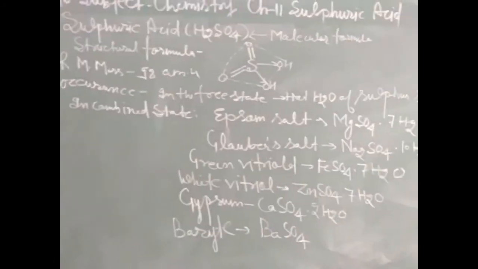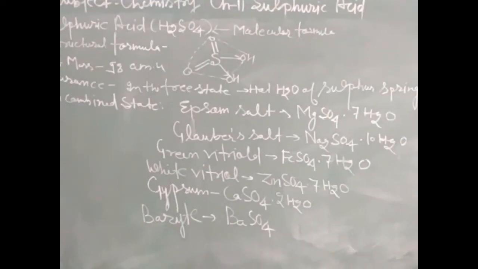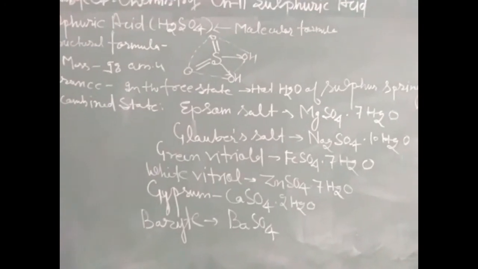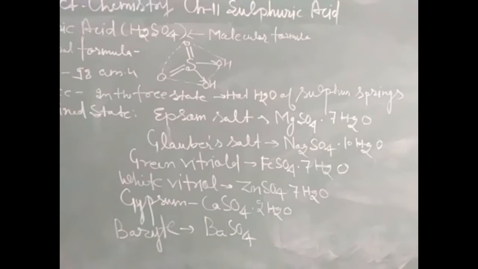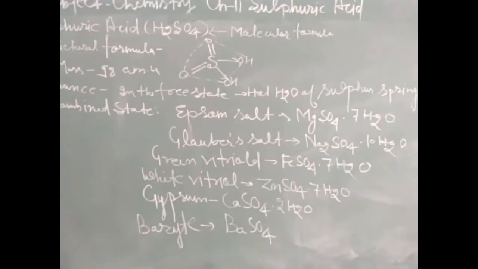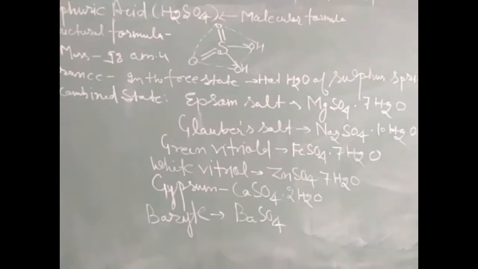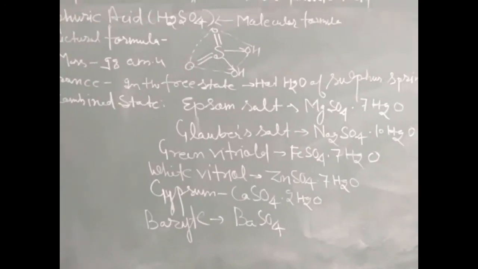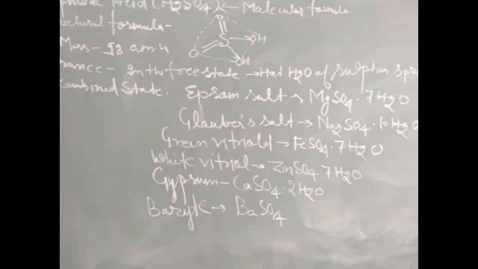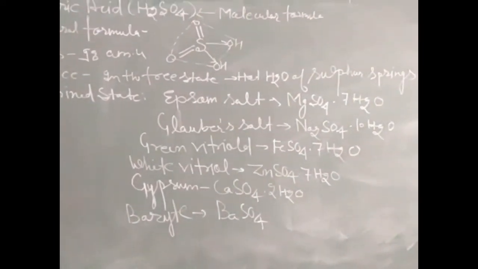Occurrence: we know that sulfuric acid generally occurs in free state, means it is obtained generally in hot water of sulfur springs, where it is found in combination with water and some metallic sulfides. In combined state, it is found in the form of different salts.